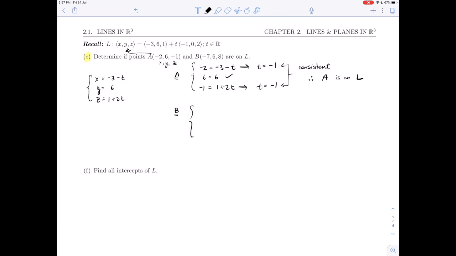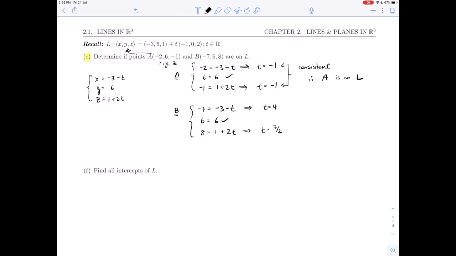So our point B, if I plug in the x, y, z, I'm going to have minus 7 is minus 3 minus t. Y is 6, well that still works. And z is 8, equal to 1 plus 2t. Let's solve for t in each of these cases. So what am I going to get here? If I add 3, I'm going to have t is 4 from the first equation. And the second equation is going to give me t is 7 over 2.